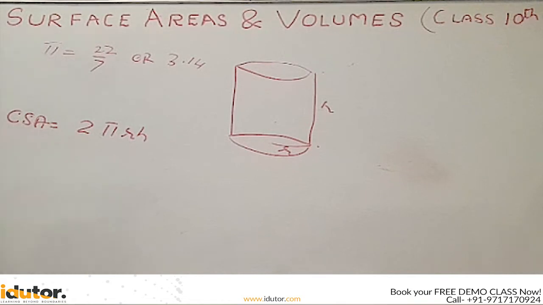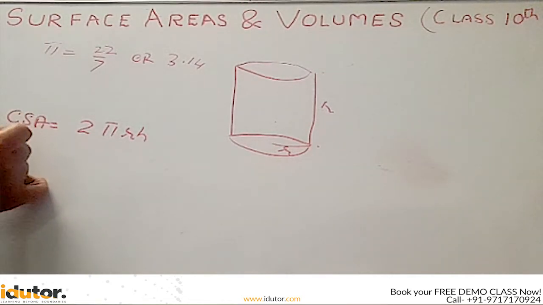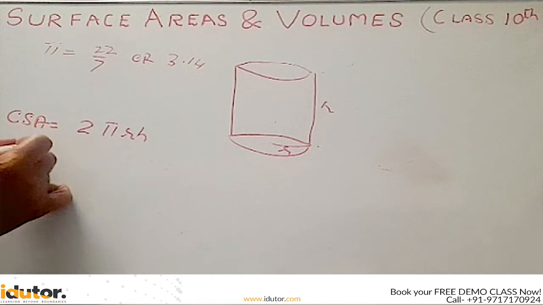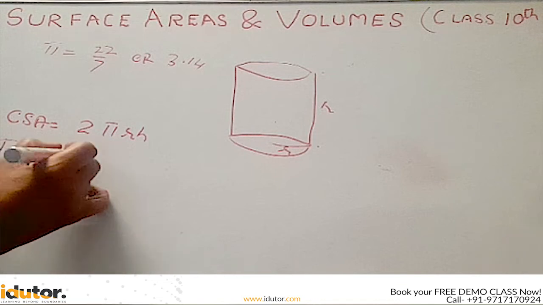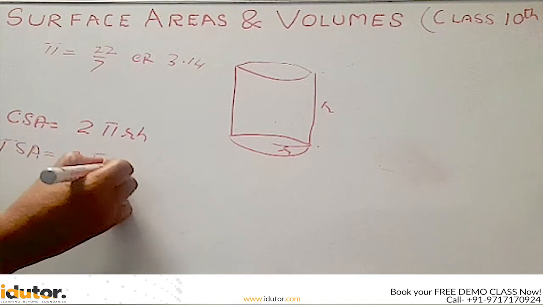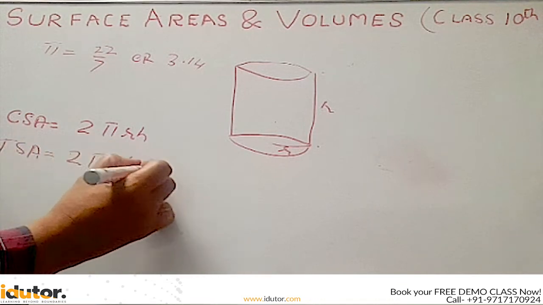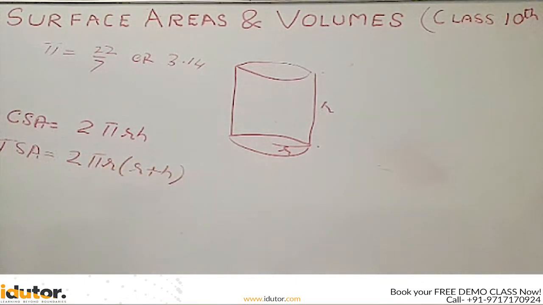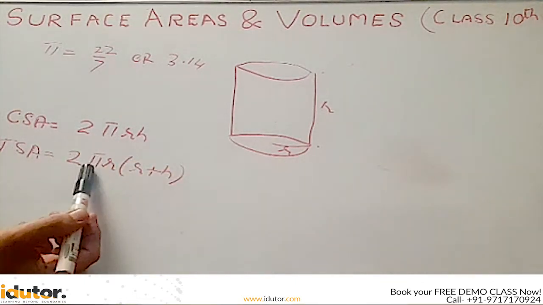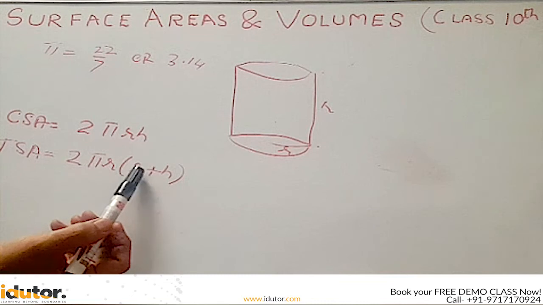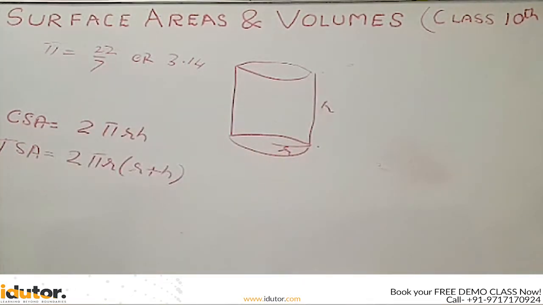Okay. So here we have the next one, which is the total surface area, TSA, which is equal to 2 pi r bracket r plus h. This is the total surface area. Here we have the radius. R is for radius, h is for the height.